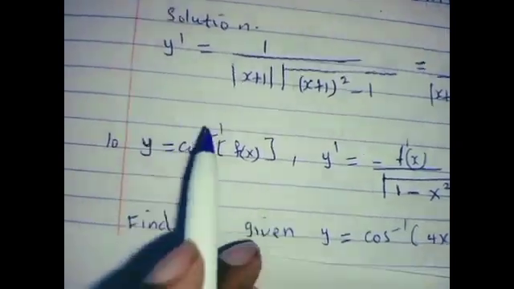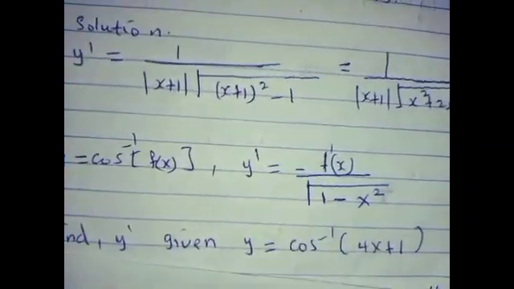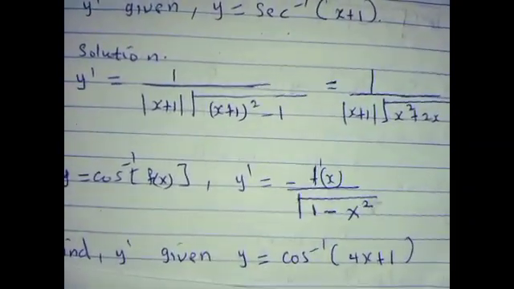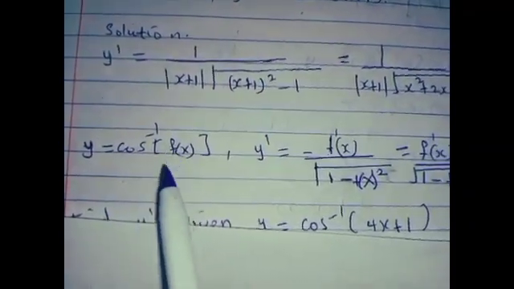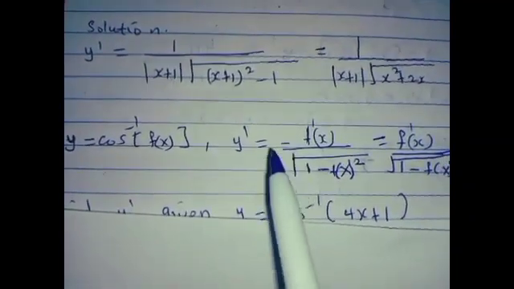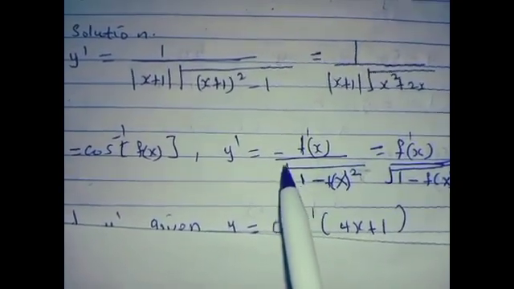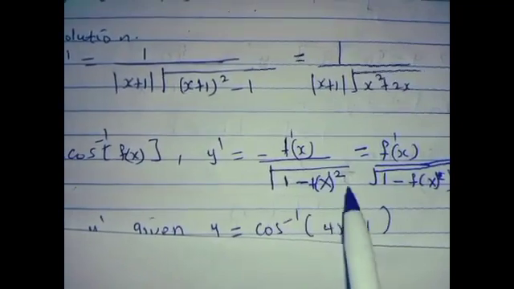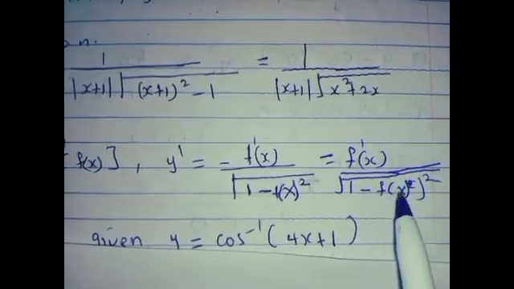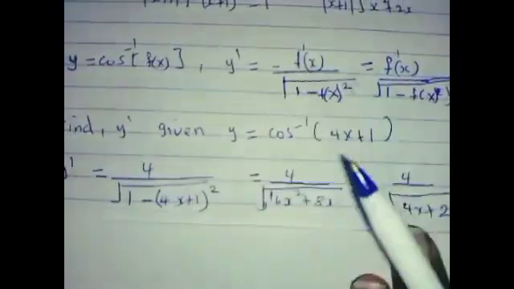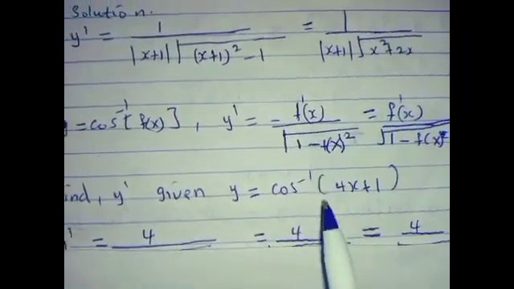Number 10, y is equal to cos inverse of f of x. To get that, y prime will be given by f prime of x divided by the square root of 1 minus f of x squared. That is f prime of x divided by the square root of 1 minus f of x squared. Let us consider a simple example. Find y prime given y is equal to cos inverse of 4x plus 1.